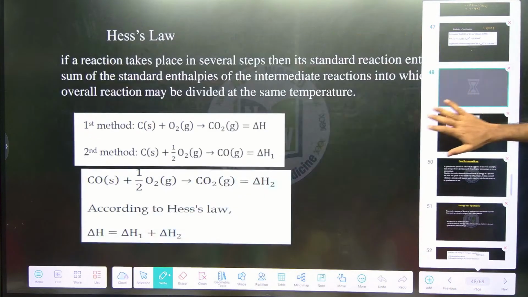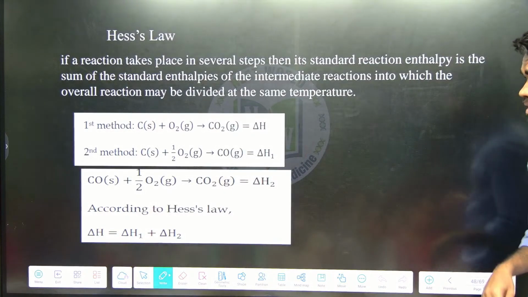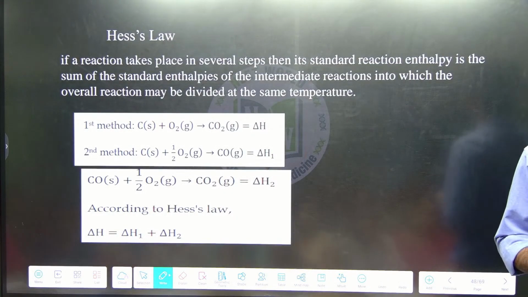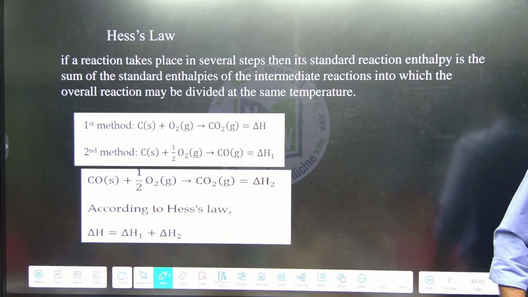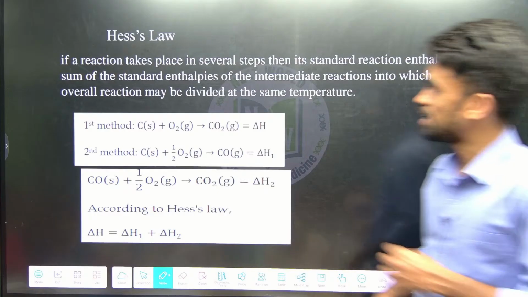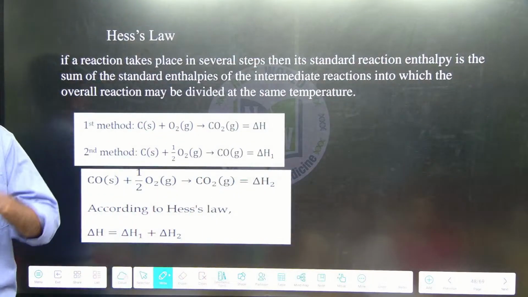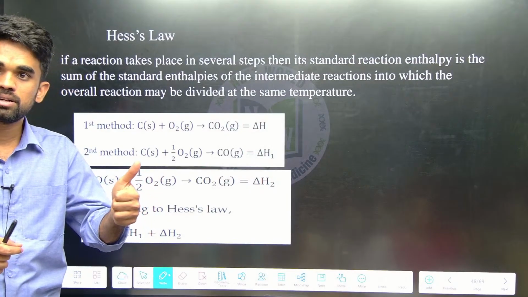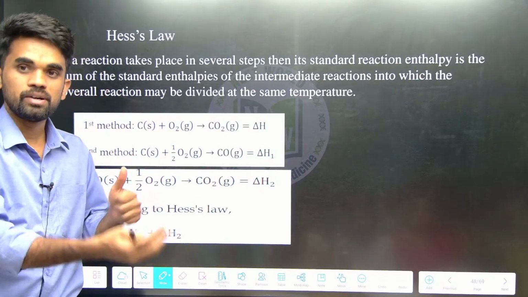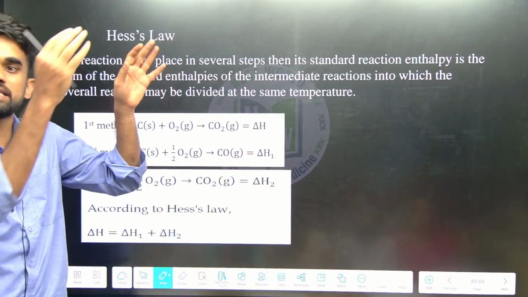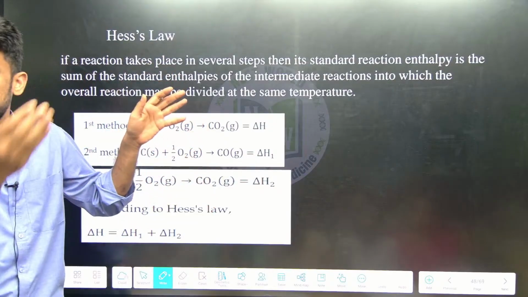Okay, next one, what is this Hess law? I think everyone is familiar with this. It's a 2 marks question, 4 marks question. See, whether a reaction is taking place in a single step or multiple steps, the heat associated will be the same.